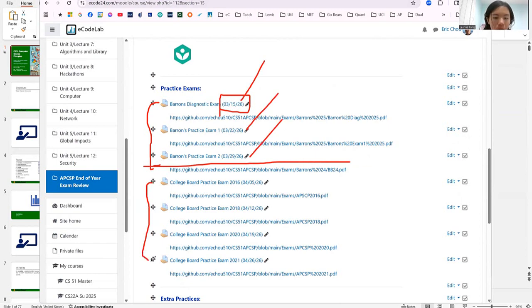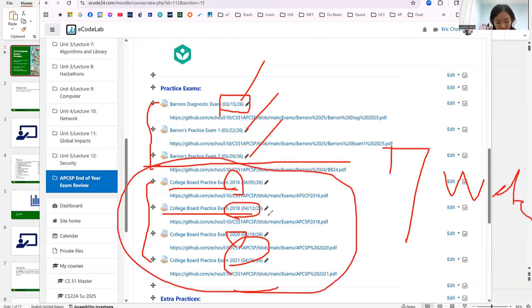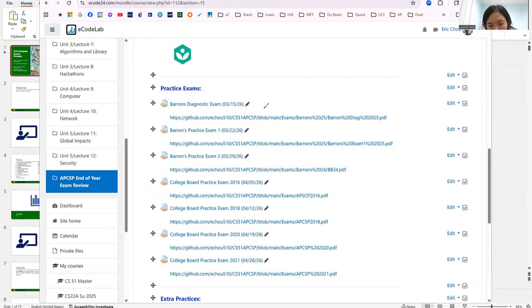And then we have 4 sets using the College Board practice exams, 2016, 18, 20, 21, okay? So these are totally 7 sets. We need 7 weeks to work on it. Especially these College Board ones, these are the real problems. And each set is about 70 problems.